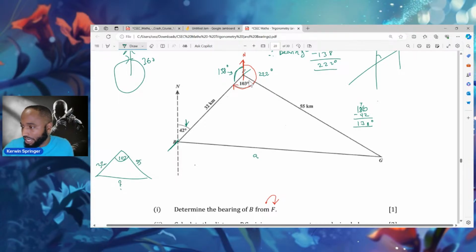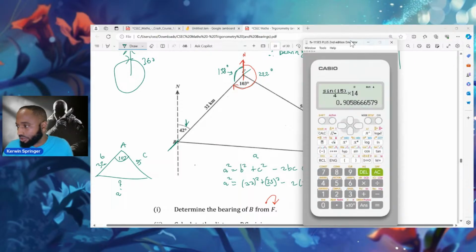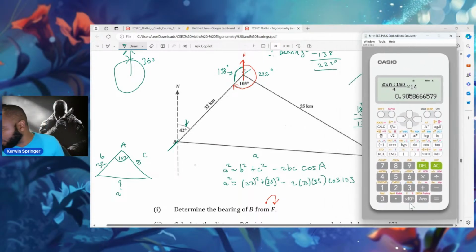So I'm going to label this A, and in fact I can write it here, capital A, B, C. So cosine rule runs like this: A squared is equal to B squared plus C squared minus 2BC cos of A. Substituting everything, finding for A: B will be 32 squared plus 35 squared minus 2 by 32 by 35 cos of A, which is 103. Put all of that straight into your calculator.